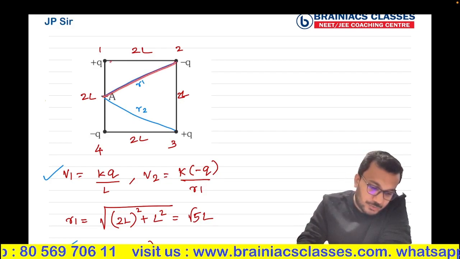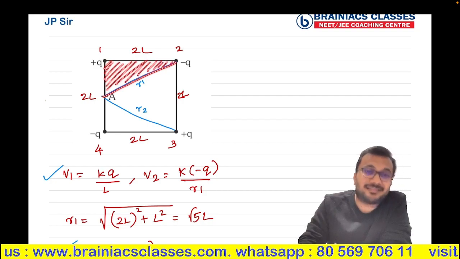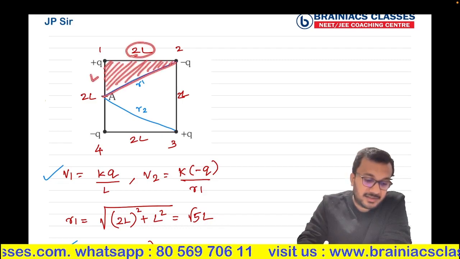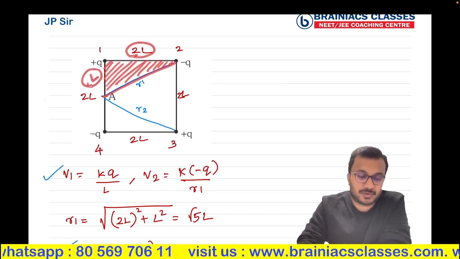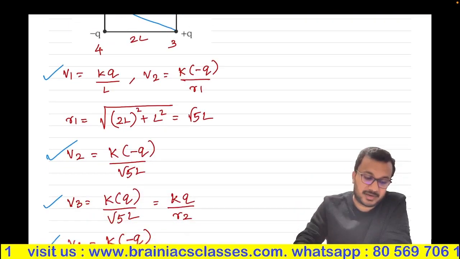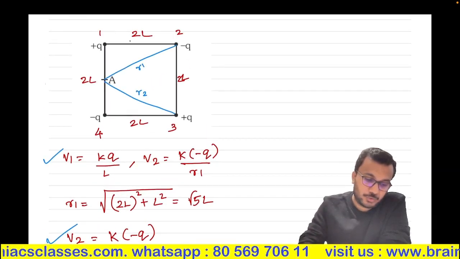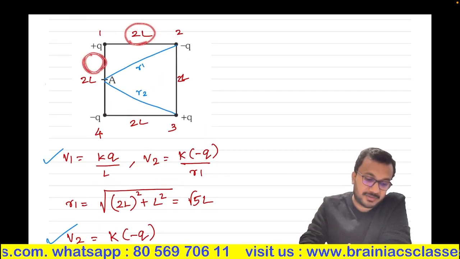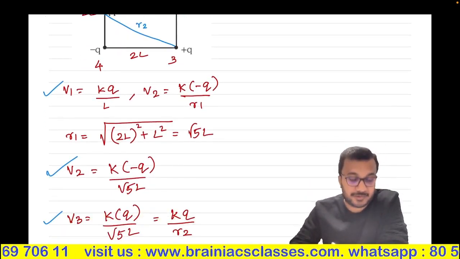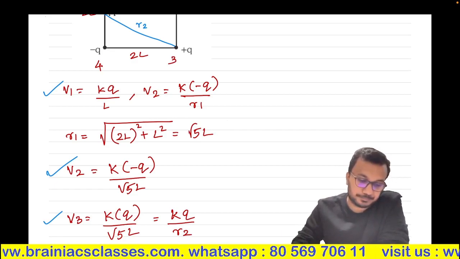See, R1. This is a right angle triangle with base length 2L and height equal to L. So by the Pythagoras theorem, R1 equals root of (2L) square plus L square. The total length is 2L, so half length is L. So 4L square plus L square is 5L square, and R1 is root 5 L.